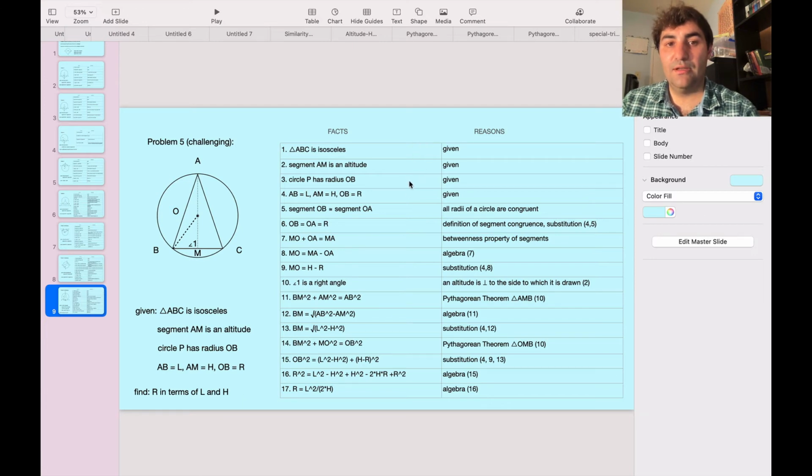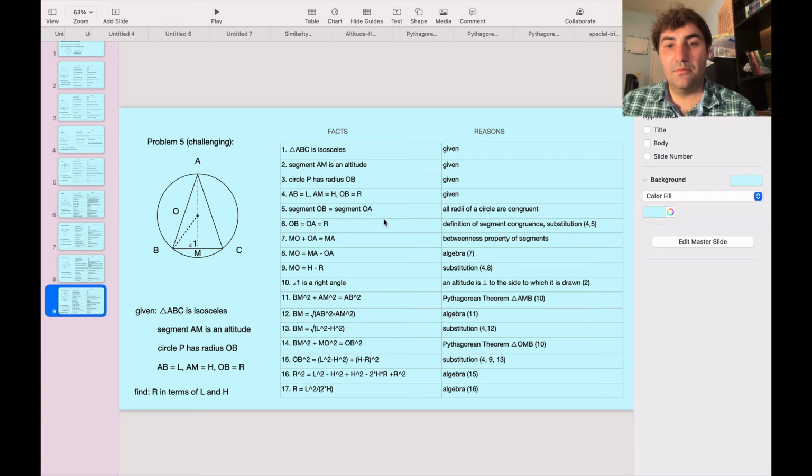So we write down what we know, and we know all radii of a circle are congruent. So segment OB is congruent to segment OA, right? OA is also a radius because A is a point on the circle, and O is the center of the circle. So if you draw a segment, we get a radius, right? So I'm going to use the definition of segment congruence and substitution. So length of OB equals length of OA, and we know that length of OB is equal to R, so length of OA is also equal to R, right?